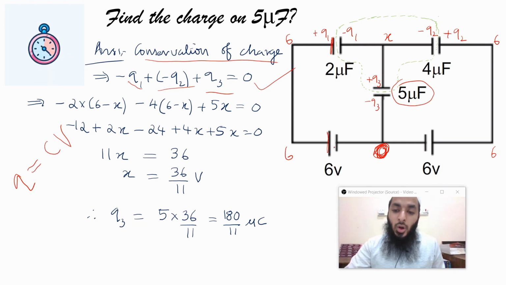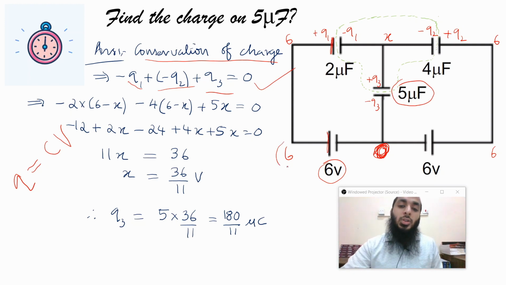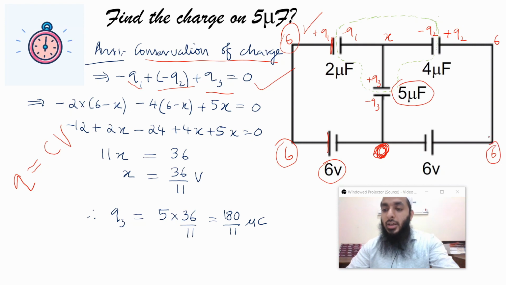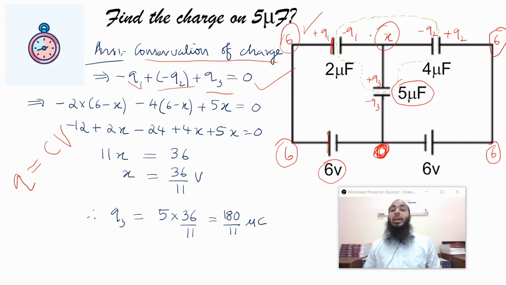Now if you go across this cell, the potential is increasing by 6, because you are going from the negative to the positive terminal. So the potential here will become 6. Now there is no resistor here, so the potential drop will not be there. So here also the potential will be 6. If you apply the same logic on the right side, again you will get 6 here and 6 here. But here we don't know the potential, so I have marked it as x.